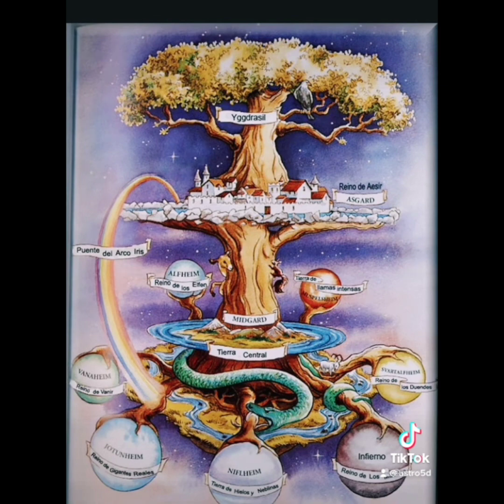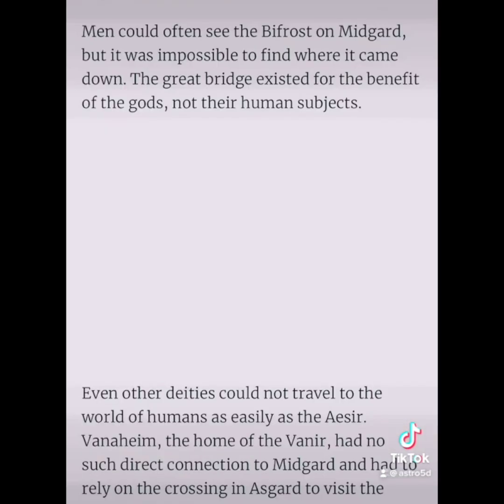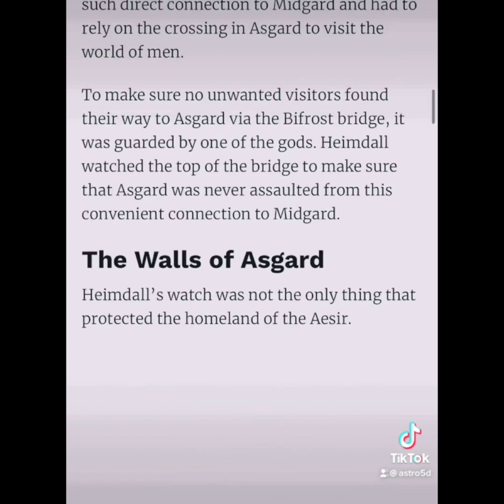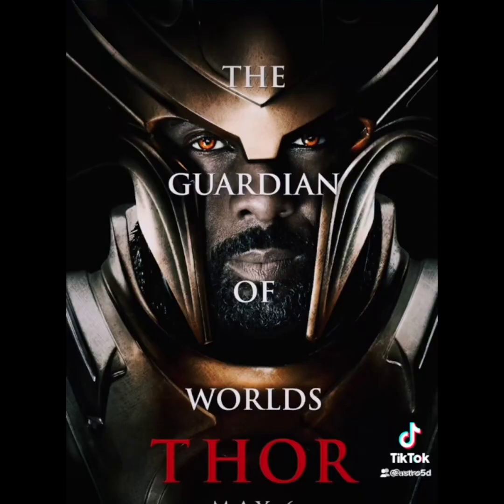Why do you suppose you've been seeing so many rainbows in the sky lately? Men can often see the Bifrost on Midgard, but it was impossible to find where it came down. Alright, and you might recognize this reference to Heimdall from the movie Thor, the guardian of the worlds.